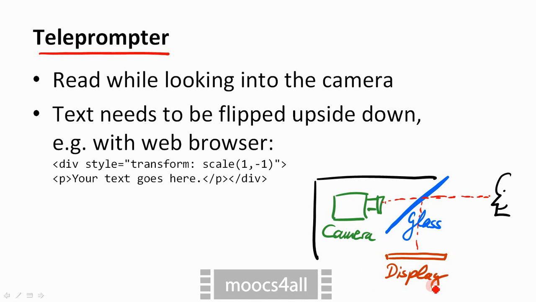You need the display to display the text you want to read, the camera of course, a sheet of glass, and all of that installed in a dark housing. That's pretty simple in terms of mechanics. There is one catch, however. You're reading the display in this glass mirror, which means the text on the display has to be mirrored. That's easy to do with just a little HTML, for instance. You open such a file in the web browser and it's going to appear upside down.